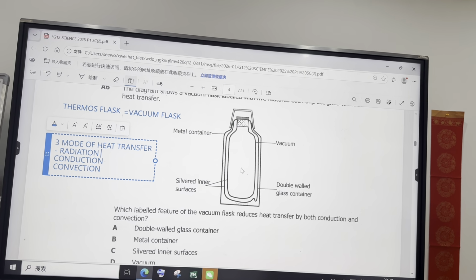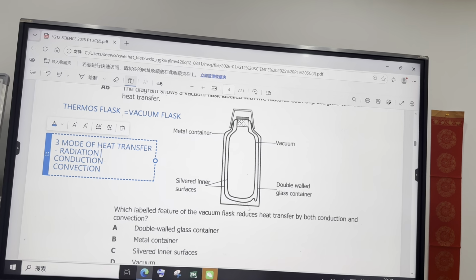So we know that heat can move by radiation in an empty space. This vacuum here, heat can move by radiation. But once heat moves by radiation, we have the silvered surfaces here. Have you seen these silvered surfaces? They are able to reflect heat back so that it is not lost. So the purpose of the silvered inner surfaces is to prevent heat loss by radiation.